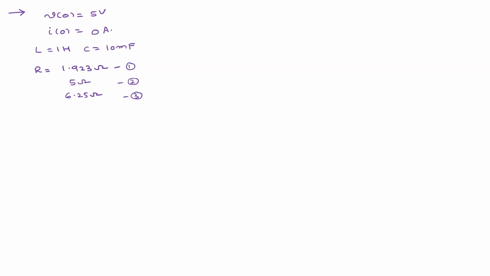So this is a parallel RLC circuit. Here the R value is variable, and there are three possibilities for R value. For all these three cases, we need to find the voltage response. So we need to find the voltage across the capacitor for all these three cases.